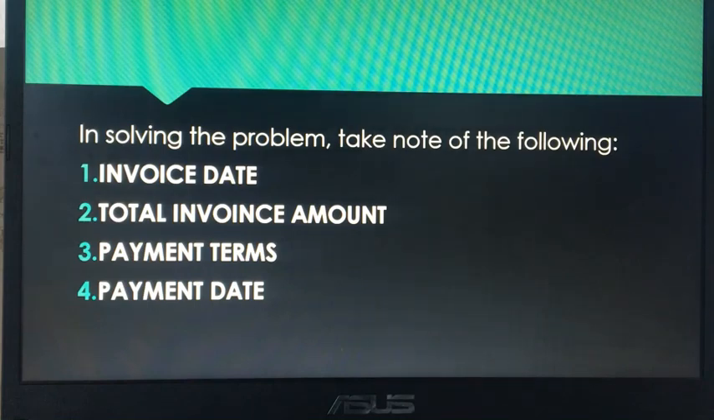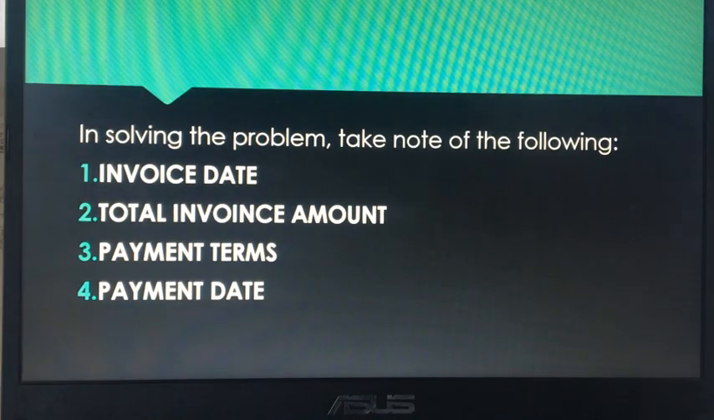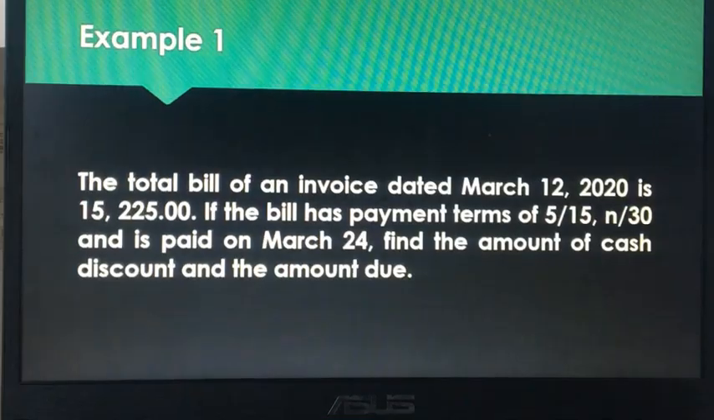In solving problems involving invoices and cash discount, take note of the following. First, you have to take down the invoice date. Second is the total invoice amount. Third is the payment terms. And fourth is the payment date. Okay, let's try to solve this one.